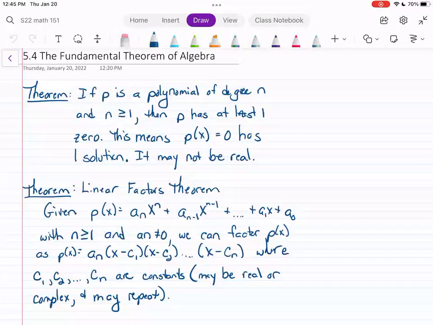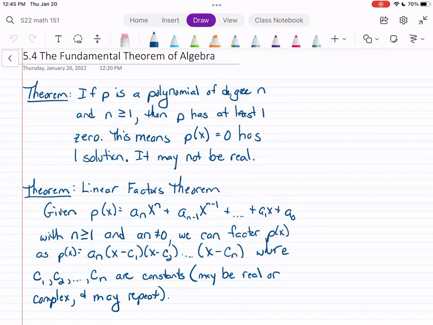Today, we're going to start to tie together some of the things we've been talking about in the last few sections. As you begin this video, you may want to pause it right here and copy down these two theorems, and then come back and listen after you've already written them down. So once you've unpaused it, what we're going to talk about is the idea of this fundamental theorem of algebra.